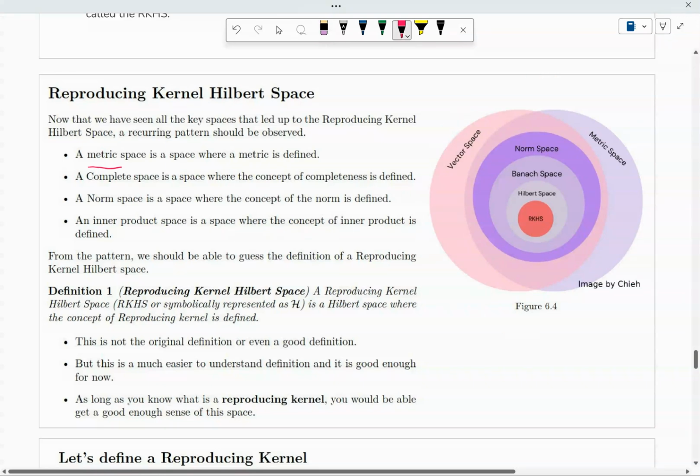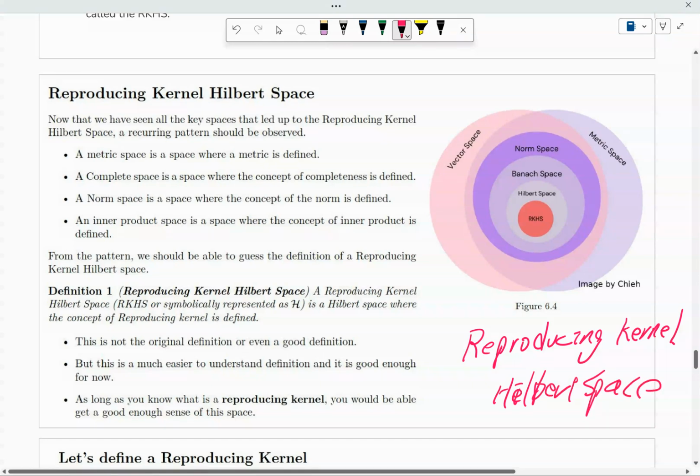Now, a metric space is a space where the concept of a metric is defined. A vector space is a space where vectors are defined. And a complete space is a space where the concept of completeness is defined. And this pattern continues. A norm space is a space where a norm is defined. An inner product space is a space where the concept of inner product is defined. So following this pattern, if this says it's a reproducing kernel Hilbert space.